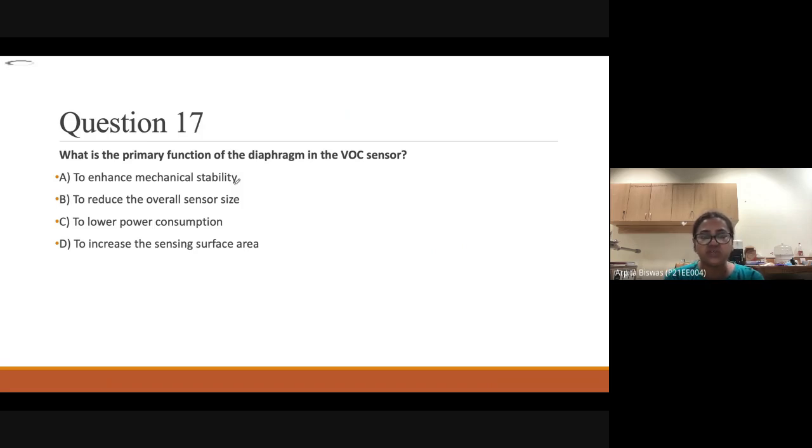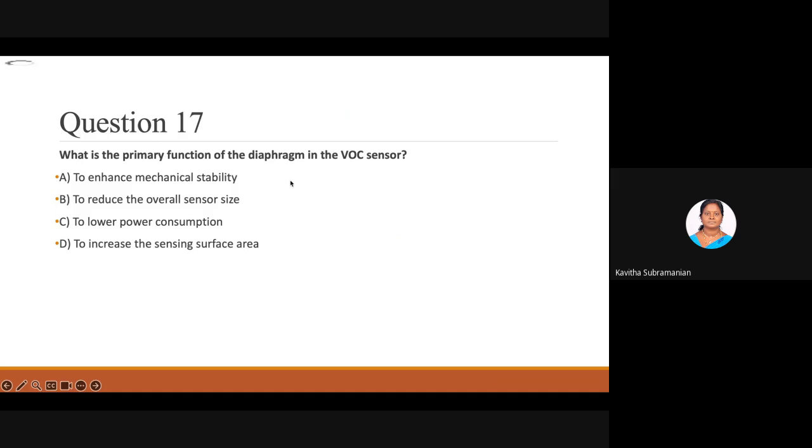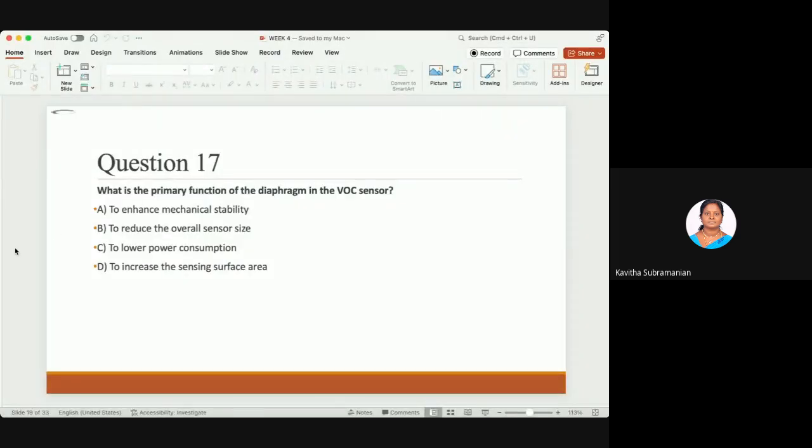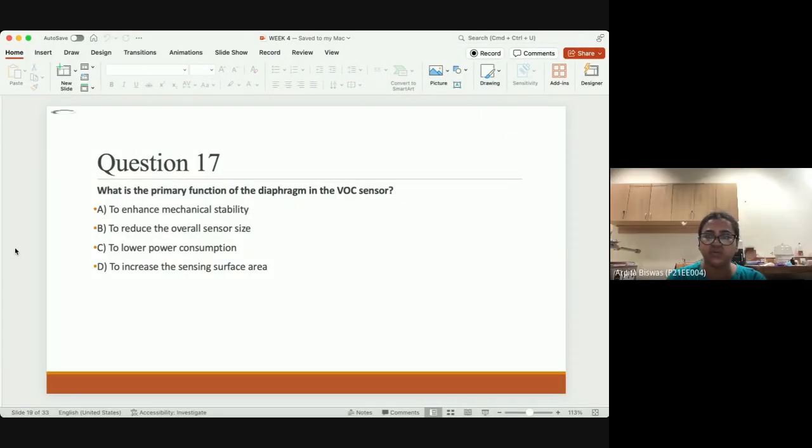This is question number 17. What is the primary function of the diaphragm in the VOC sensor? First, to enhance the mechanical stability; the second is to reduce the overall sensor size; the third option is to lower the power consumption; and the fourth option is to increase the sensing surface area. To lower the power consumption.